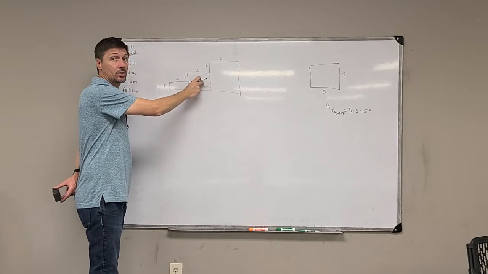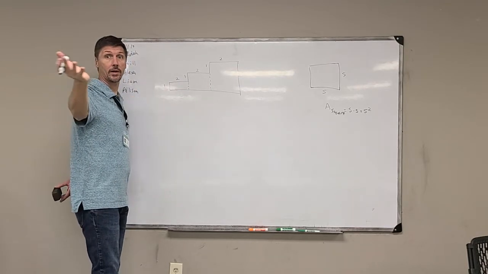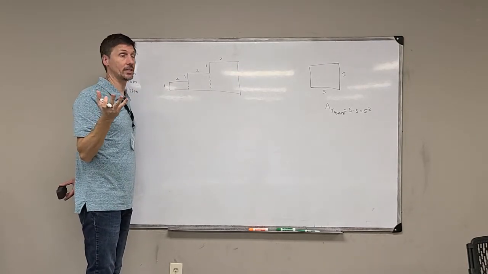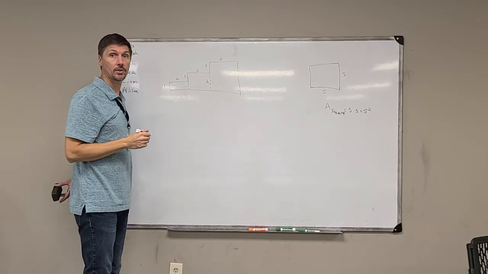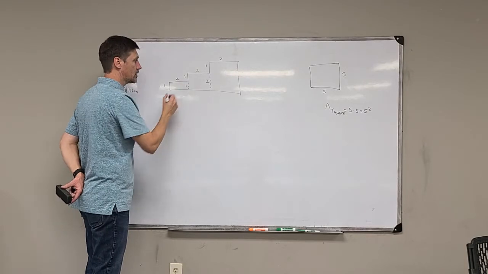But I technically have a square. A square is technically a rectangle, by the way. It's just a special rectangle where both the sides have the same length. Do you see that? The length of this side is 2. So the top is 2 and the bottom is 2. The length of this side is 1 here.